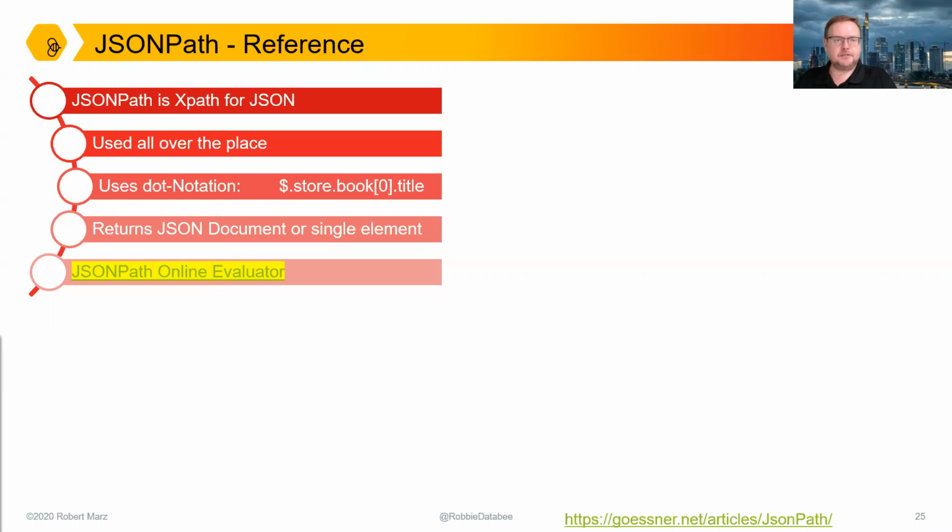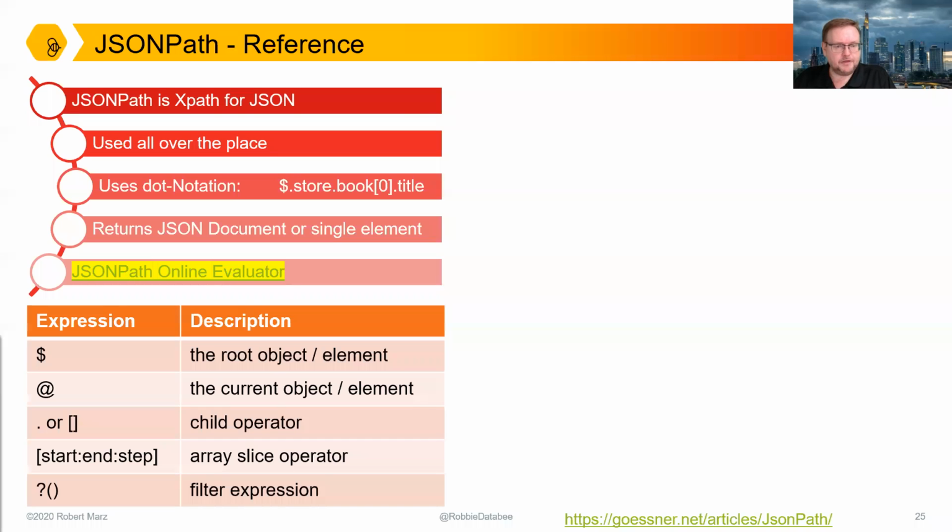JSON path is XPath from XML for JSON. It is used all over the place on the web and in the Oracle database. It uses a very straightforward dot notation. So you say the $ reference is your current document, store.book.title, and you get this value. It returns a JSON document or a single element. And the good thing is there is a JSON path online evaluator available on the web.